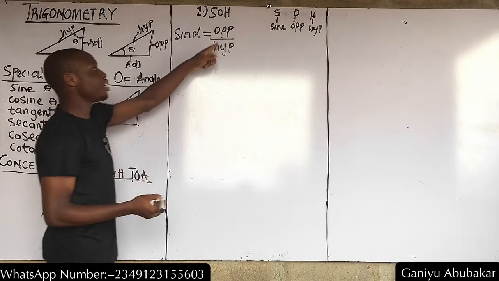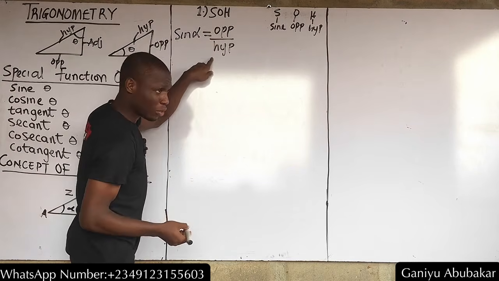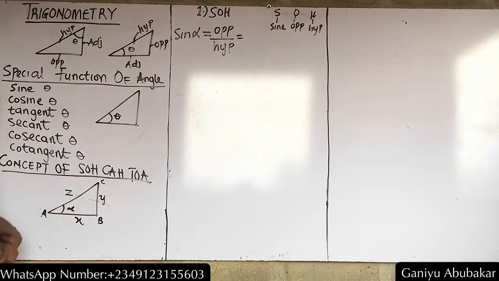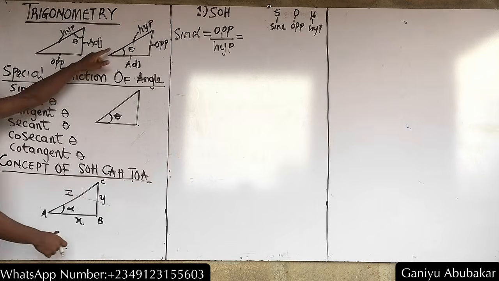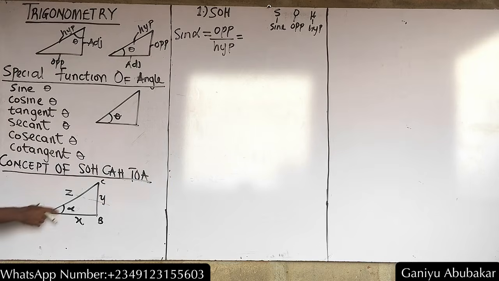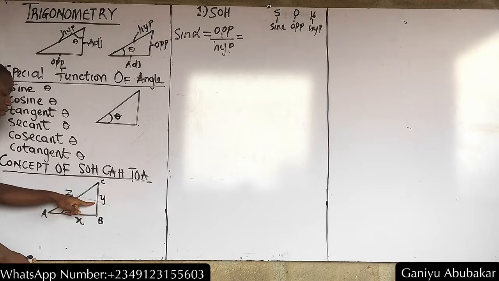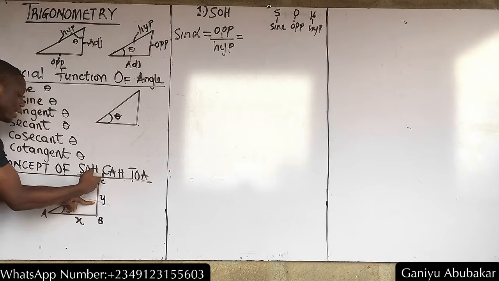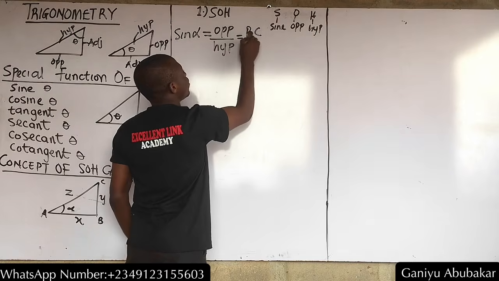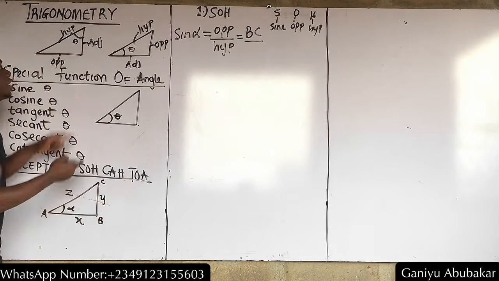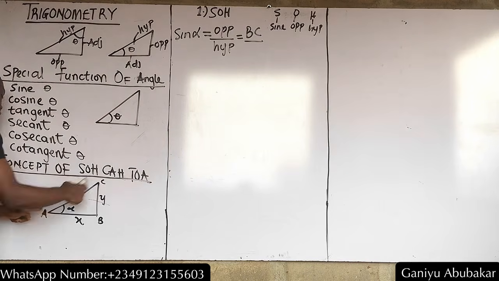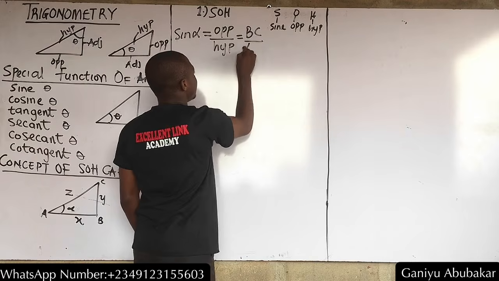So it means the ratio of opposite to the hypotenuse. Let's get something right. For this diagram here, where's my opposite? We said opposite is simply where the angle is facing. The angle is facing here. This becomes my opposite, BC. So I have BC all over hypotenuse. What's hypotenuse? The longest part. The longest part is AC. So my hypotenuse here is AC.